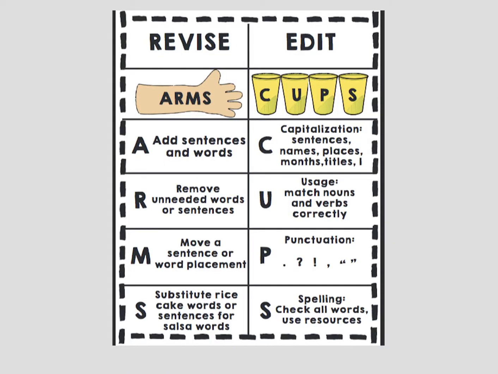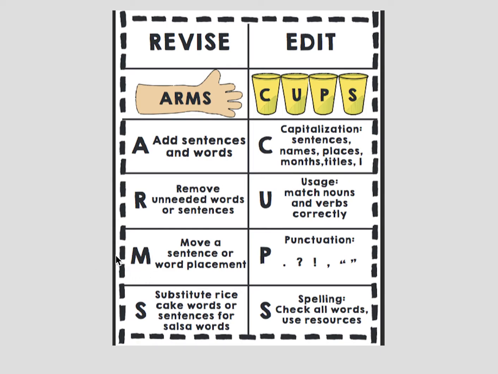I want to remind you, we usually revise with this thing called ARMS. It helps us remember. The first part, A, stands for add sentences and words. So, for example, if I'm reading something and it doesn't make sense, maybe I'm missing a word in there that I forgot to write, this is the time that I would go back and write it. The R stands for remove unneeded words or sentences. Maybe I'm using too many words. Maybe I'm confusing you. Maybe I should take some words out to make it easier to understand what I'm saying.